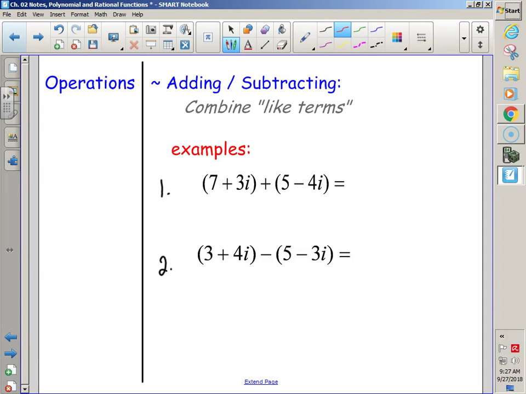I bet combining like terms is all the hint, the clue that you need.